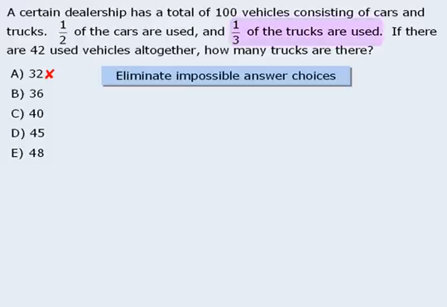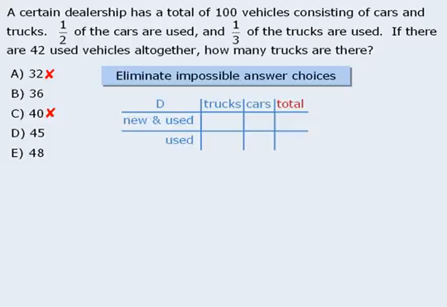Well, the question tells us that 1/3 of the trucks are used. So if there were 32 trucks, then the number of used trucks would be 1/3 of 32, which is 10 2/3. Since the number of used trucks must be a positive integer, answer choice A is impossible. Similarly, since answer choice C is not divisible by 3, it is not a valid option either. There is also a problem with answer choice D, which we can see using a table.